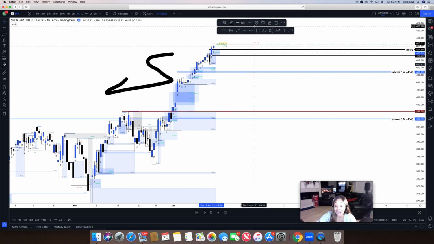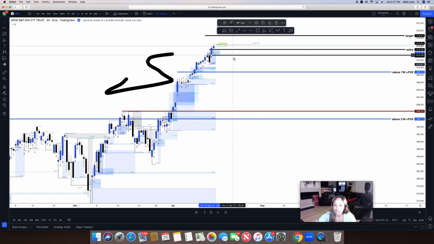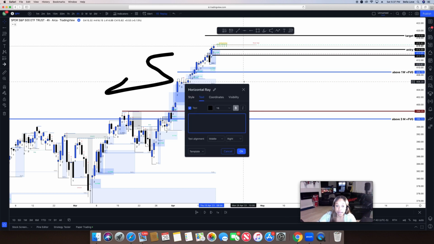So I can't go off a higher point. I'm just going to take it to the next psychological number. So I'm going to go to 418. So I'll have a target up there at 418. So this is my target. And yeah, from this low point down here at the end of the fair value gap, I'll have this as a stop loss.